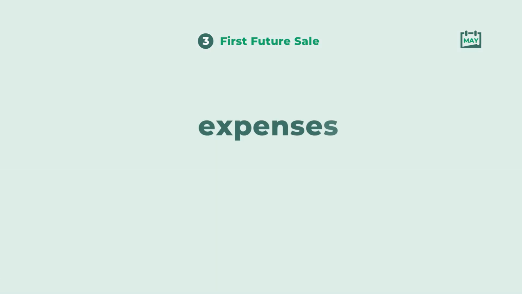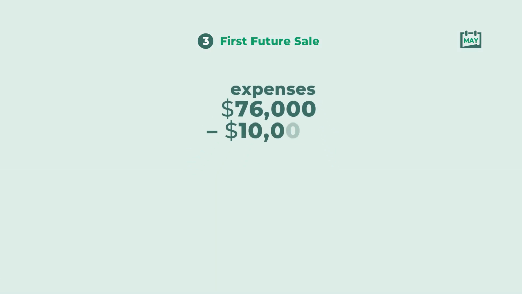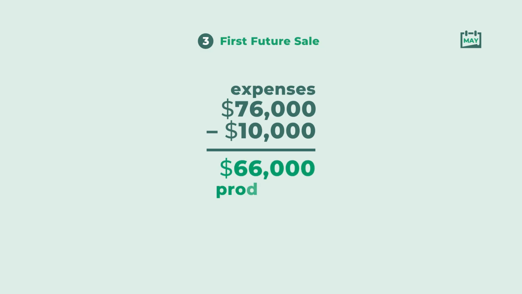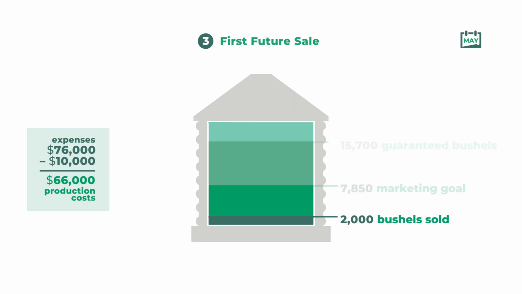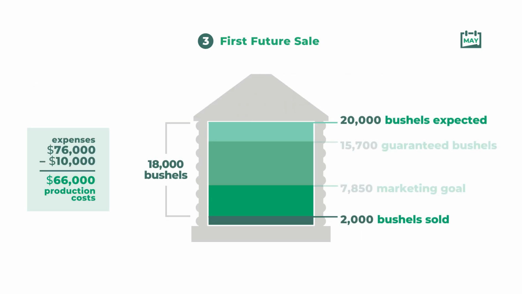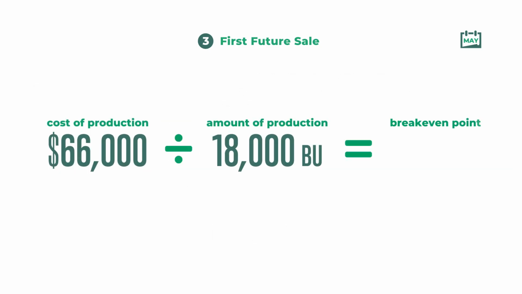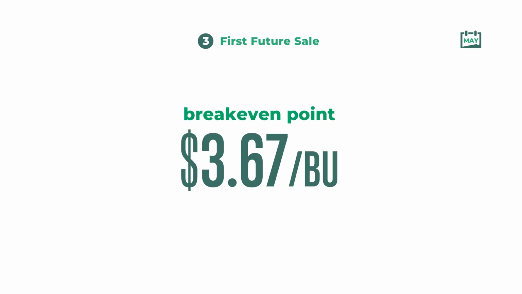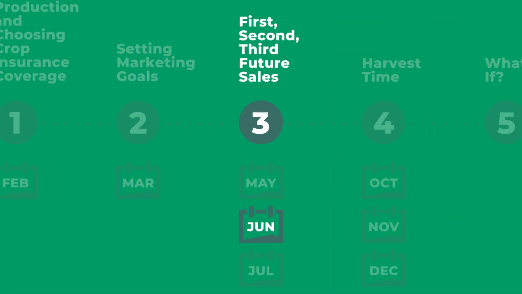By revisiting your original expenses and subtracting $10,000 from your first future sale, you now have $66,000 in production costs yet to cover and 18,000 bushels yet to sell, yielding an updated break-even of $3.67, down from your original break-even point of $3.80. Fast forward to June.